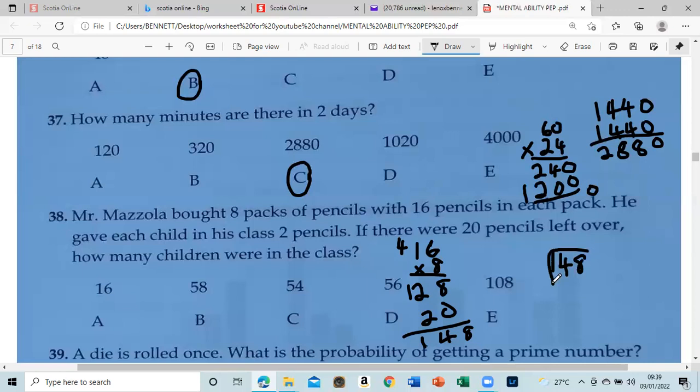And now I see the answer here: 74. Give each child in his class 2. Oh, I made an error. I subtracted when I was supposed to subtract differently. All right, guys, that was an error.